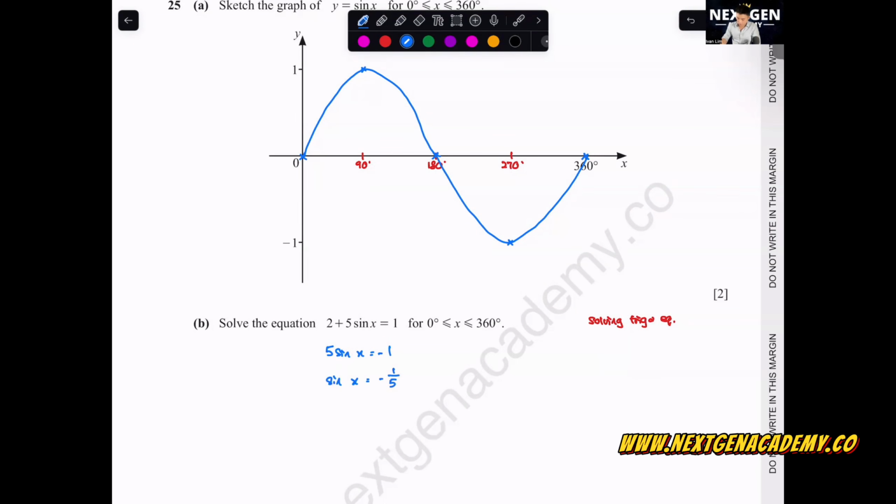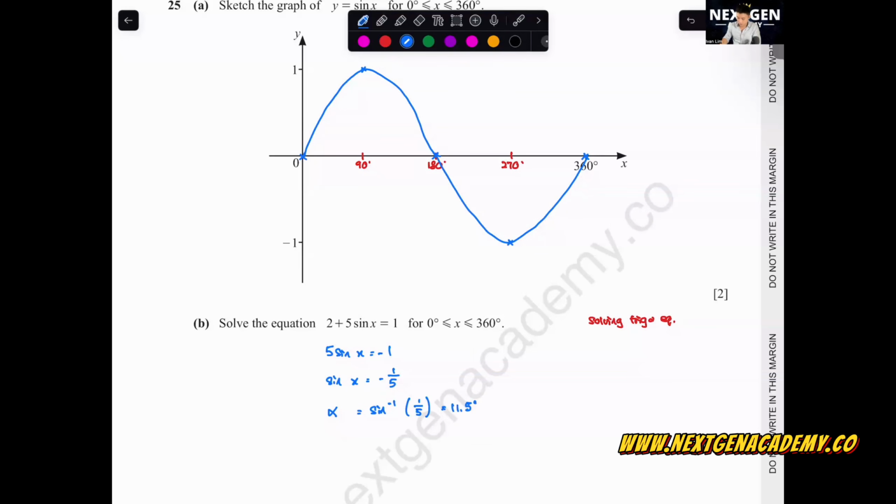After you've done this step, you're going to find what is your alpha. Alpha is your base angle. You're going to press in your calculator inverse sine 1/5. You don't care about the negative value first. Right? So you're going to do this one. Inverse sine 1/5, we'll get 11.5 degrees.